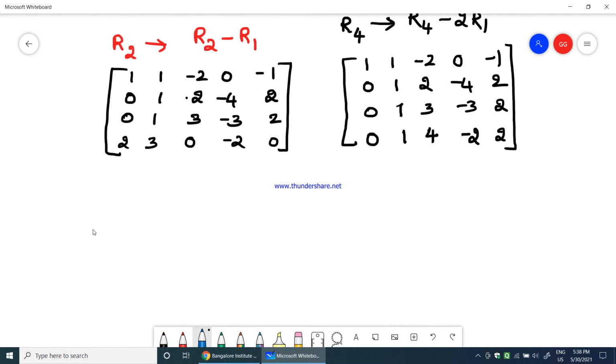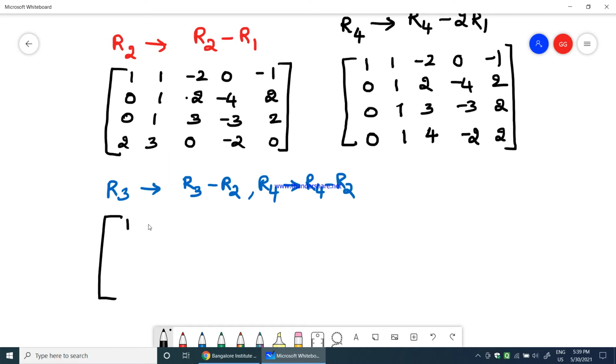So now what I'll do is, I'll try to take R3 equals R3 minus R2. Similarly, I will do R4 equals R4 minus R2. So what will I get if I do that? So let us do that.